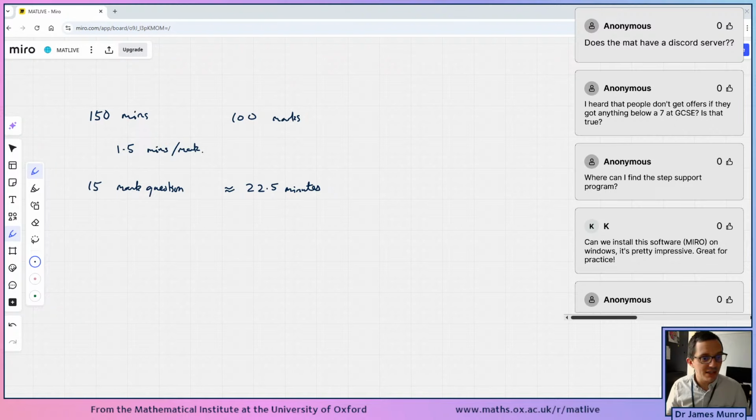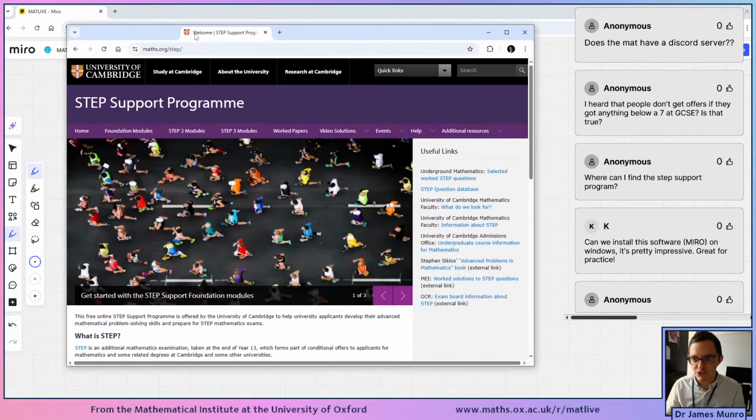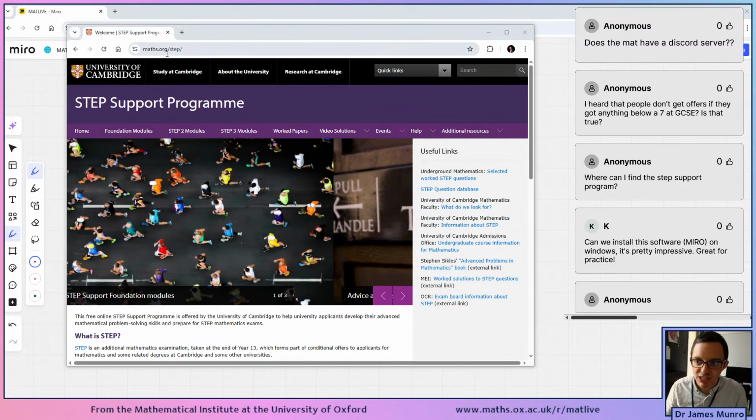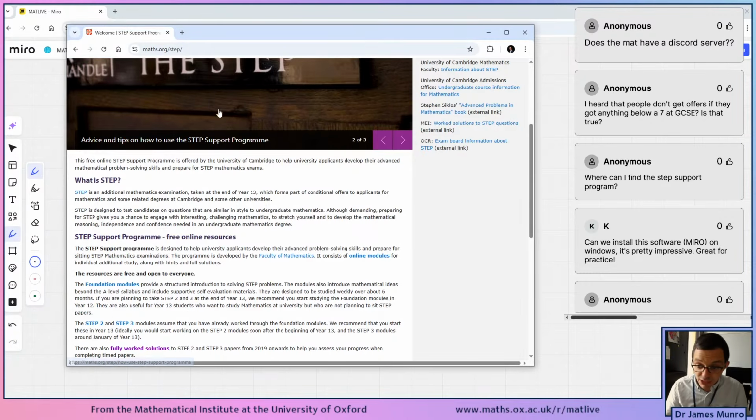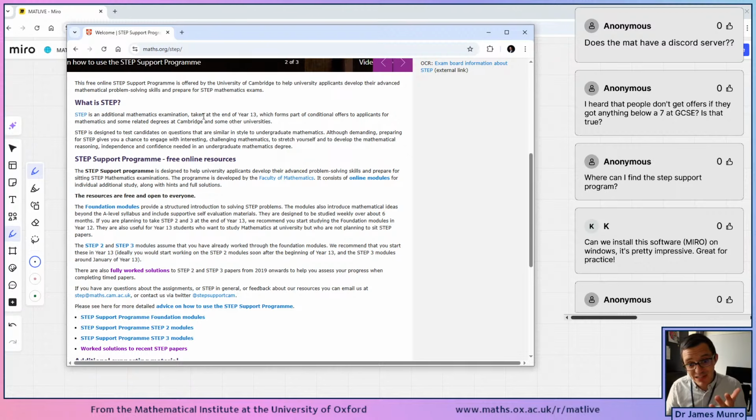STEP support program. Yeah, let's have a look at that. I think it's at step.maths.org. Let me check that though. Yeah, well, there it is. It rearranges to... can you see up here? maths.org/step. Brilliant. And I think if you search University of Cambridge STEP support program, it's really good. The MAT Livestream is strongly inspired by the structure of STEP support programs.